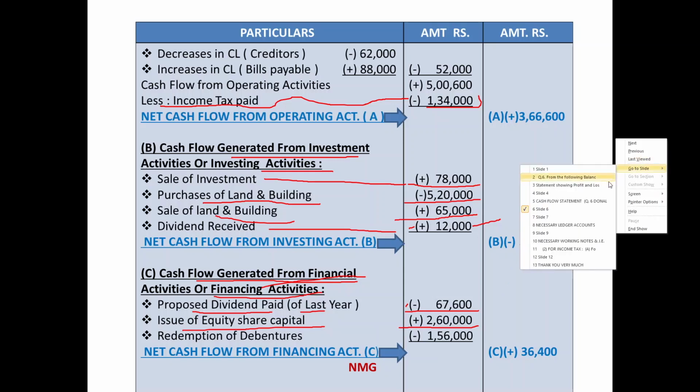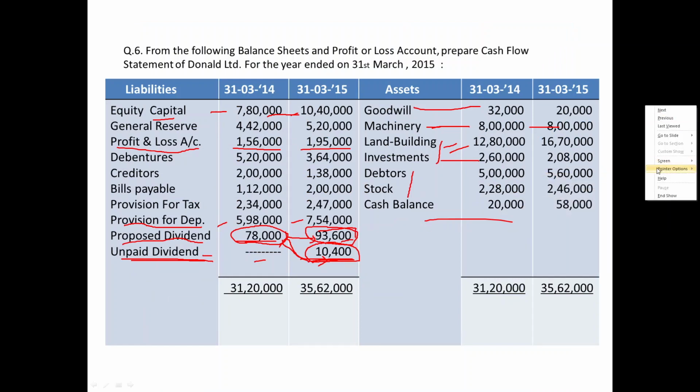Once again balance sheet reading. After equity share capital, general reserve already over, profit and loss account over, debentures 5,20,000, 3,64,000, balance has been decreased by 1,56,000. What does it mean? It means in the current year a redemption has been made for the debenture. Debentures account debited to debenture holders account credited, debenture holders account debited to bank account credited.